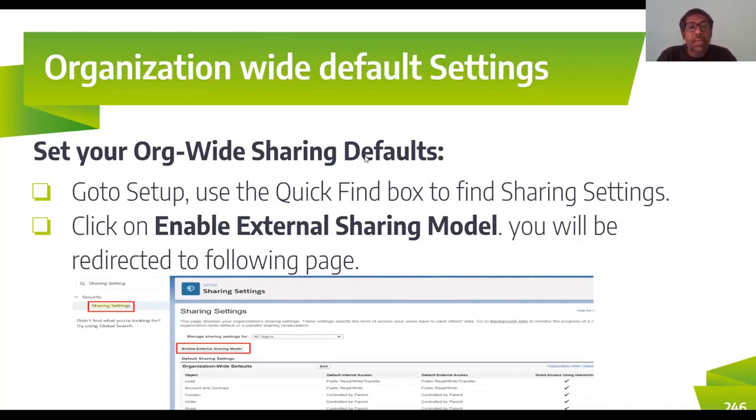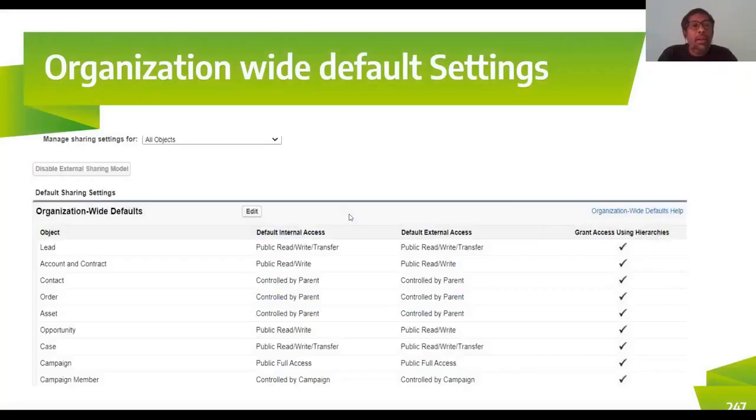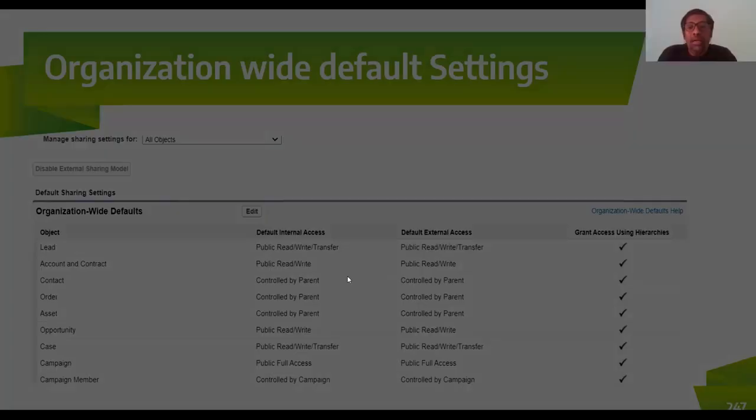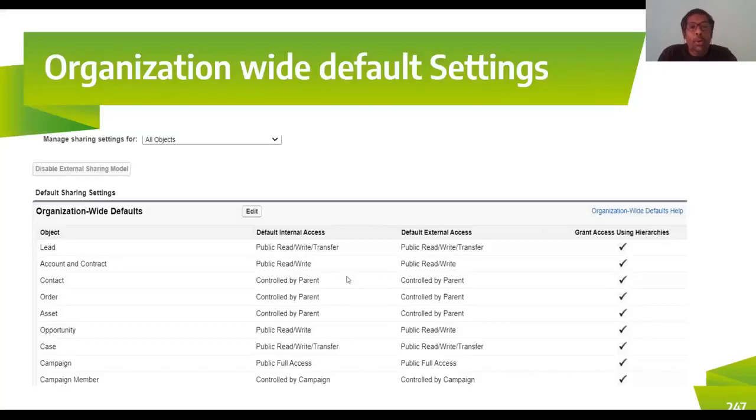On the right hand side, you can see a button called Enable External Sharing Model, right? You click on that so that it becomes enabled. You will be redirected to the following page where you enable it. After that, it takes you to this particular page, Manage Sharing Settings for. Whichever object you want, you can select that, and now you can set your organization-wide default.